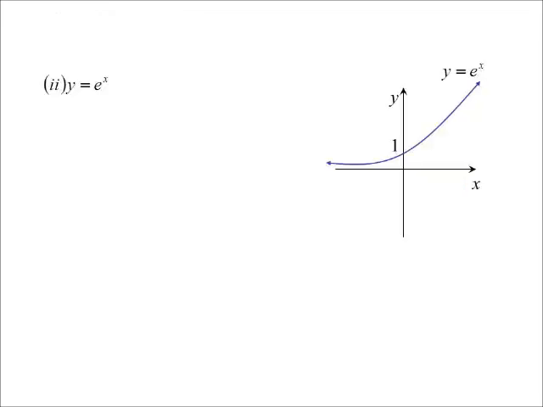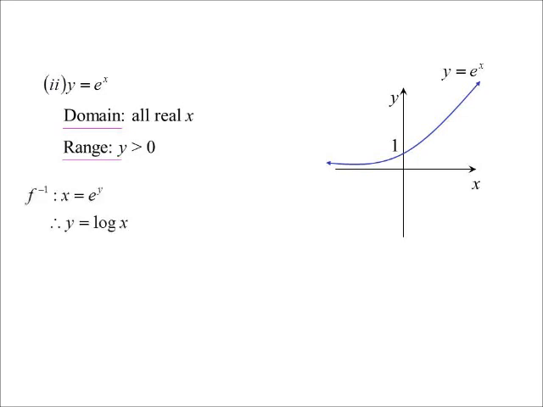All right, let's do a better one. Let's do one we're familiar with. y = e to the power of x, our exponential. There's our basic exponential, e to the power of x. The domain's all real x. The range is y greater than 0. Okay, we know to undo the exponential, we log both sides. So the inverse of that is y = ln x. And the domain is x greater than 0.